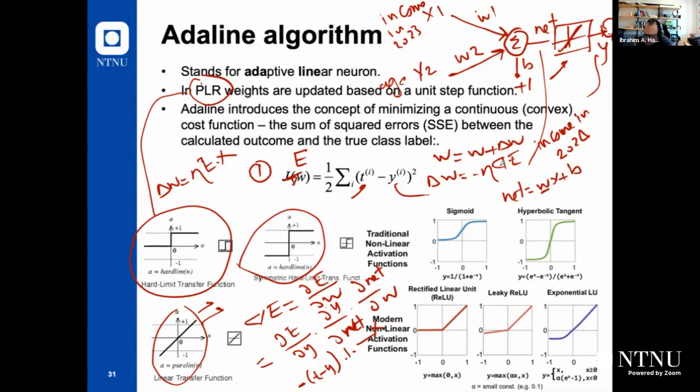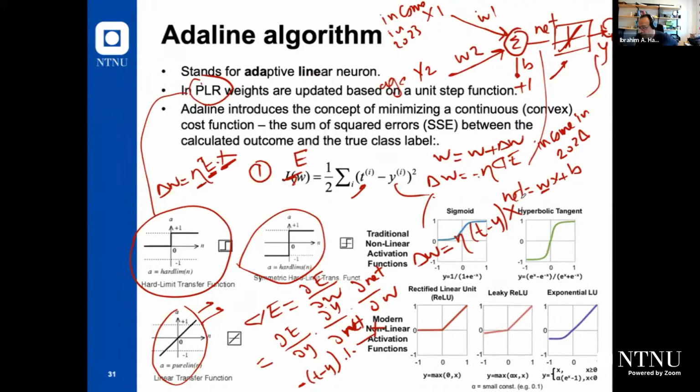We will substitute this value in this equation. So in this case, delta omega will be negative multiplied by negative, which is just a plus. So it will be eta multiplied by (t minus y) multiplied by the input. And in fact, it looks like the perceptron learning rule, if you can remember, because in the perceptron learning rule it was also eta multiplied by error multiplied by x. Here t minus y was the error, in fact. So it will be eta multiplied by (t minus y) multiplied by x. So in fact, we got the same result.